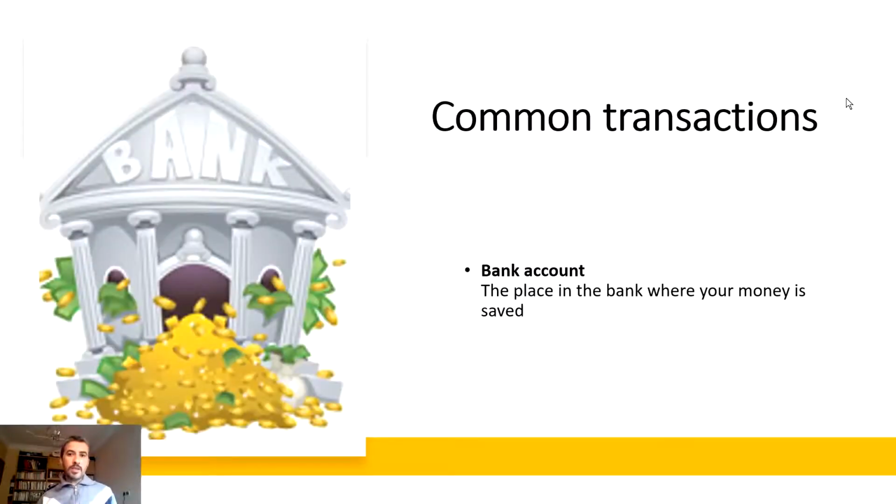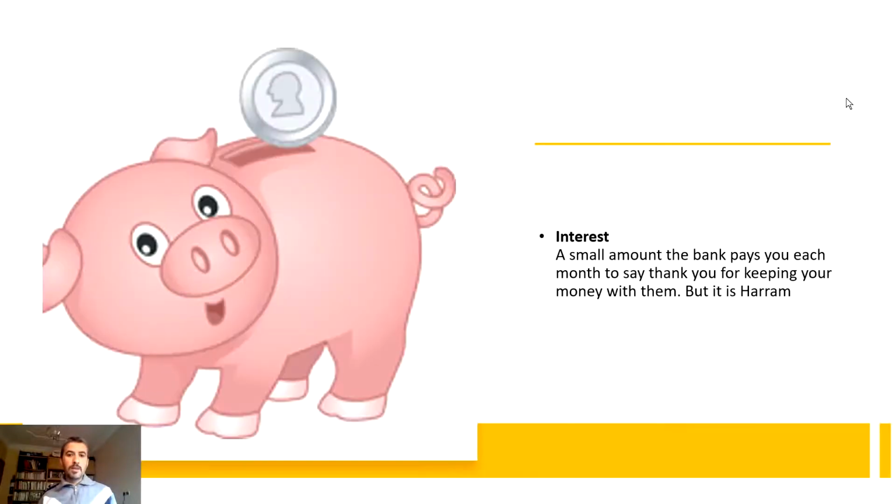So let's move to common transactions, the things that you do with a bank. We can have a bank account, the place in the bank where your money is saved or kept. So you need to have a bank account to put money in the bank. We have interest. If you put your money in a bank, they pay you interest. They give you a small amount of money, like thanking you for keeping the money. This is the interest.